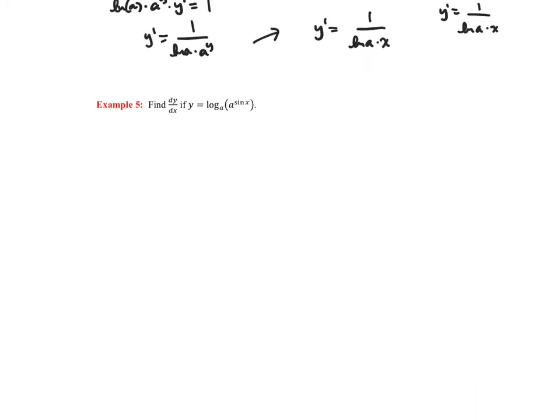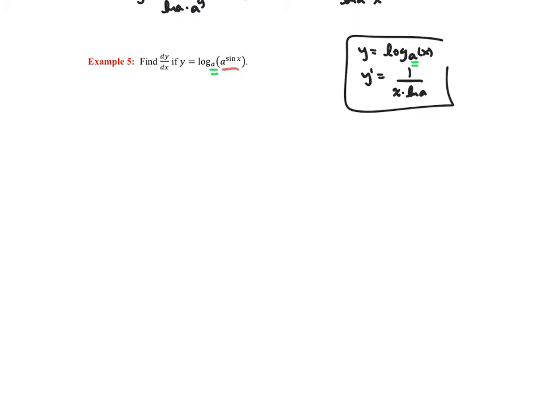Let's look at an example involving that. So again, if y equals log base a of x, then y prime is equal to 1 over, I'm going to write it as, x ln of a. Let's look at how that applies to this situation. We've got base a, that's cool. We've got a to the sine x, which is kind of like playing the same role as x here. So I can take y equals log base a of a to the sine x, and initially just take this format over here and plug in what I know.